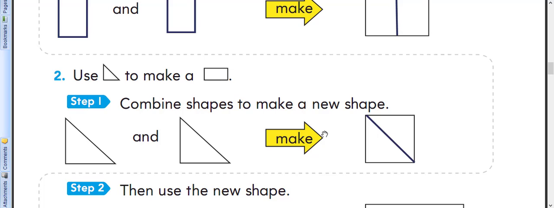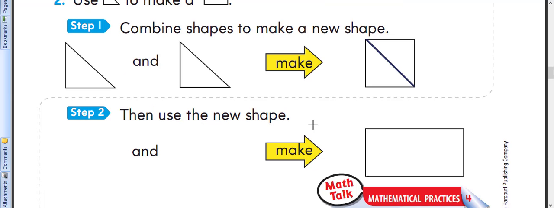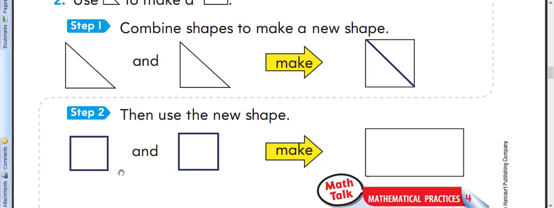Step 2. Then we will repeat the shape, the square, 2 times. Finally, we will put these 2 shapes side by side to make our rectangle. These are our 2 squares. I put them side by side next to each other to make our rectangle.